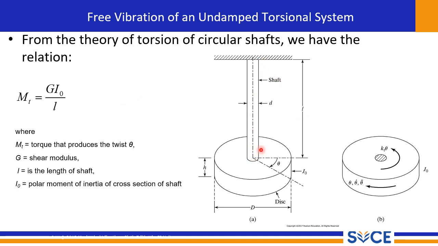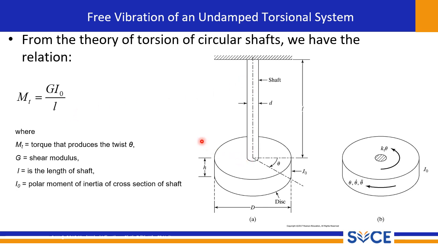From this theory, we derive a crucial relationship. This equation tells us that the torque M_t, which is required to twist a shaft, is directly proportional to the shear modulus G and the polar moment of inertia, and inversely proportional to the length of the shaft.